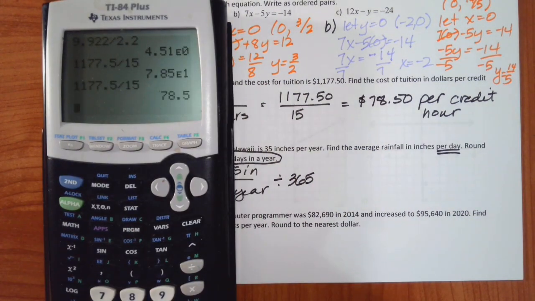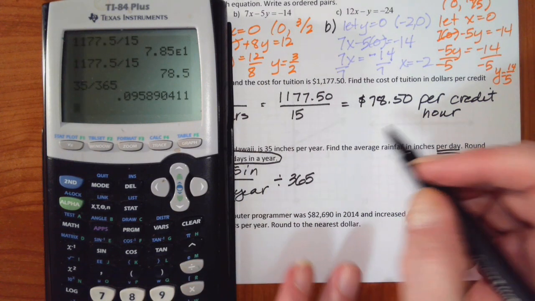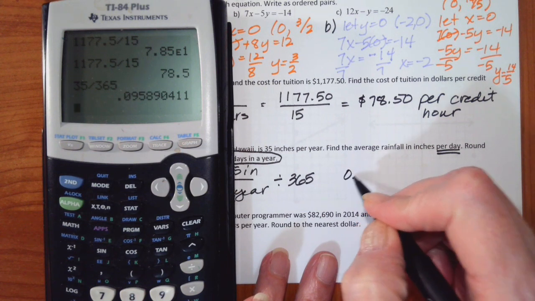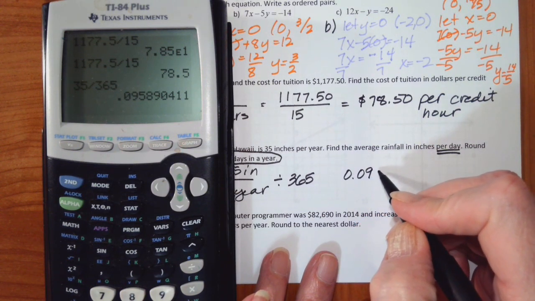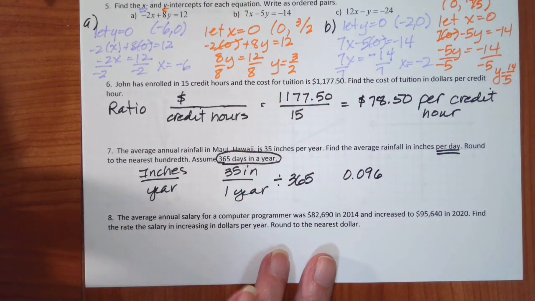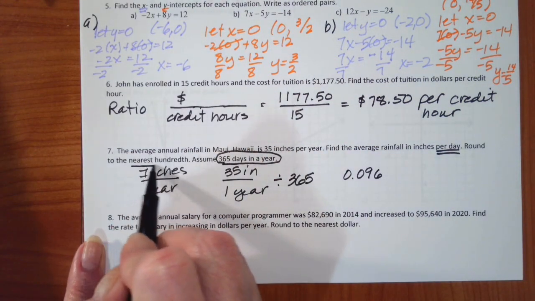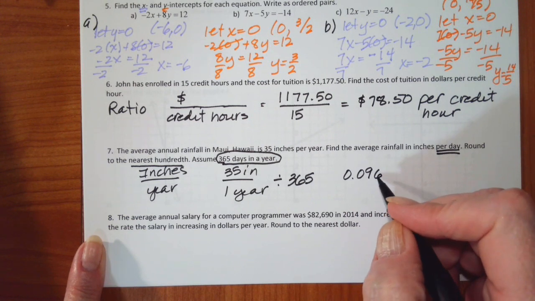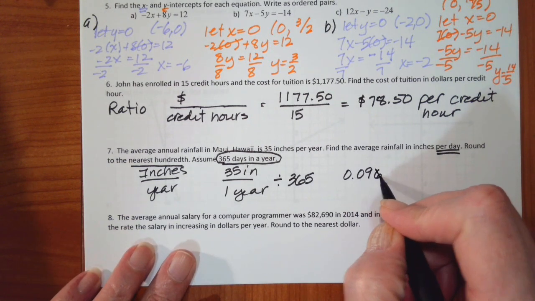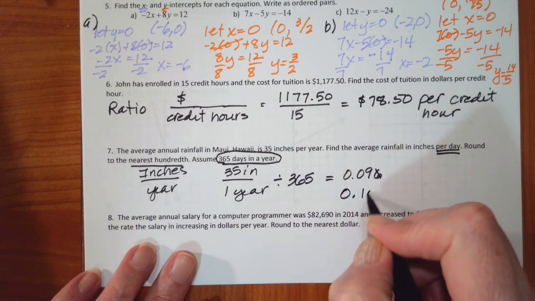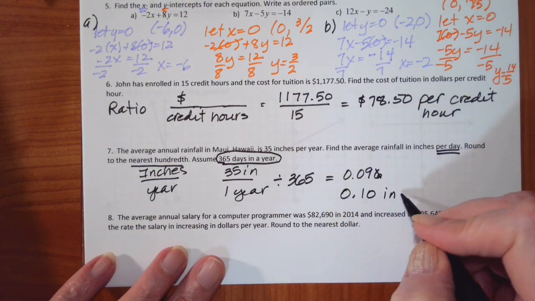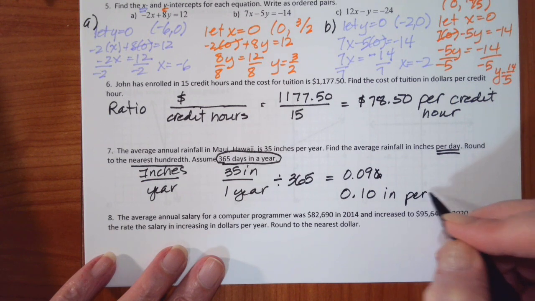So if I just take this and divide it by 365, that will tell me how much per day. So I'm going to take 35 divided by 365, and that gives me 0.096. It says round to the nearest hundredth, which is 2 decimal places. So this would actually be 0.10 inches per day.